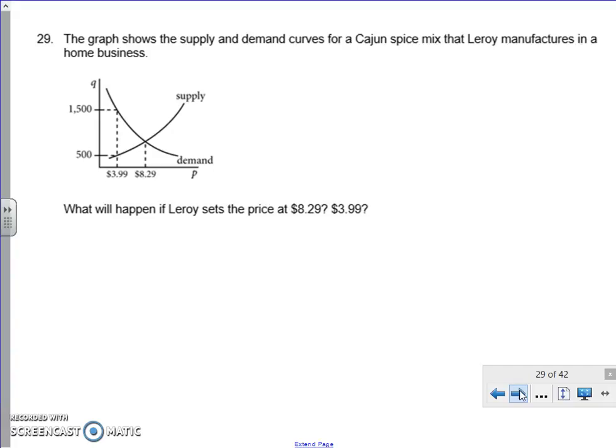All right, the graph shows the supply and demand curves for the Cajun spice mix that Leroy manufactures in a home business. What will happen if he sets the price at $8.29? $8.29 is right here, and you can see as it's got a dotted line coming up, this is what will put you at equilibrium. This is the perfect price to place that at.